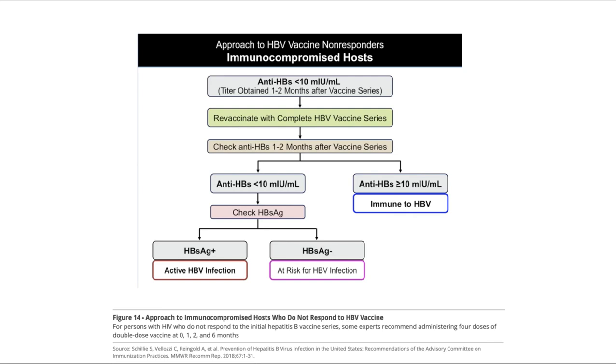And some people will even recommend for non-responders, rather than revaccinating with a 3-dose series, to vaccinate with a 4-dose series. So we usually do 0 month, 1 month, 6 month. A 4-dose series would be 0 month, 1 month, 2 month, 6 month. And that's probably a reasonable approach for non-responders, because once you've done that second series, that's as much as you're throwing out. That's for HIV infected individuals.